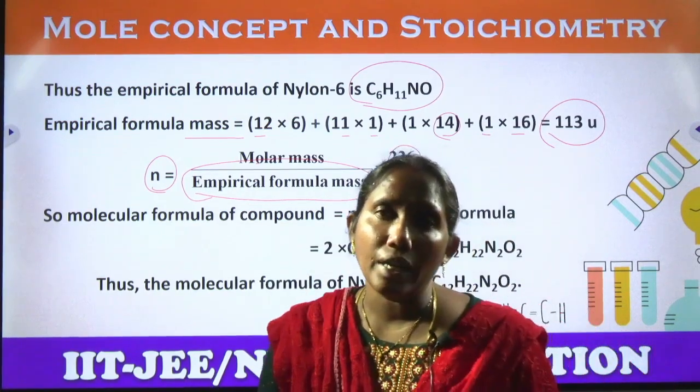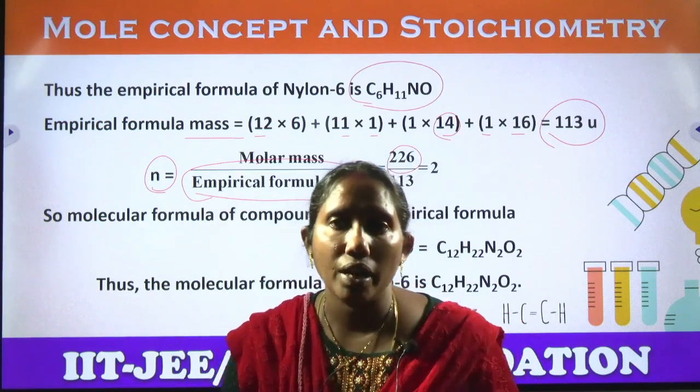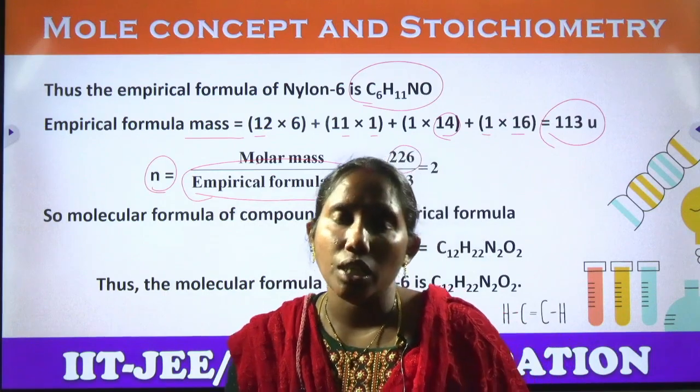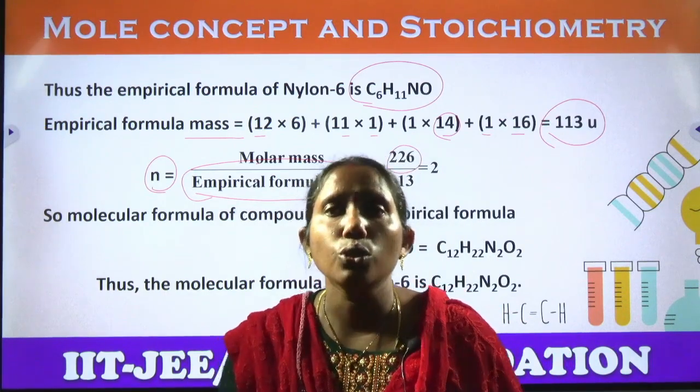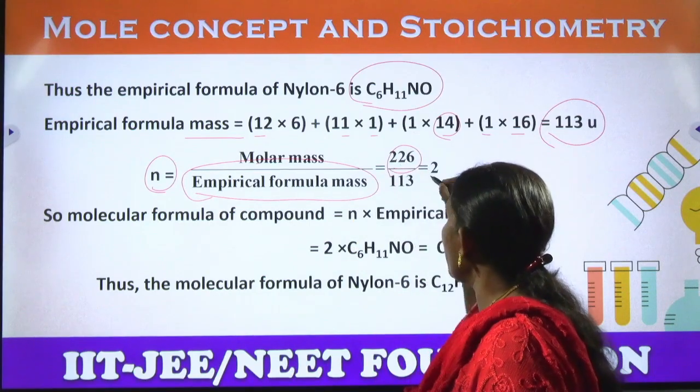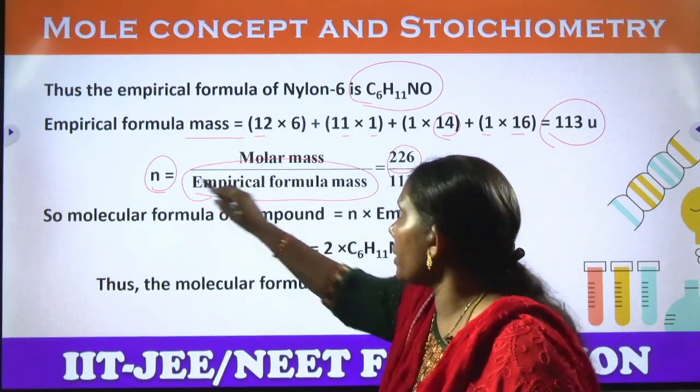Sometimes they will give vapor density instead. If you know the vapor density, you will know the molecular mass, because the relation between molecular mass and vapor density is molecular mass equal to 2 into vapor density. Right? So, 226 by 113 gives you 2. So, the n factor is 2.